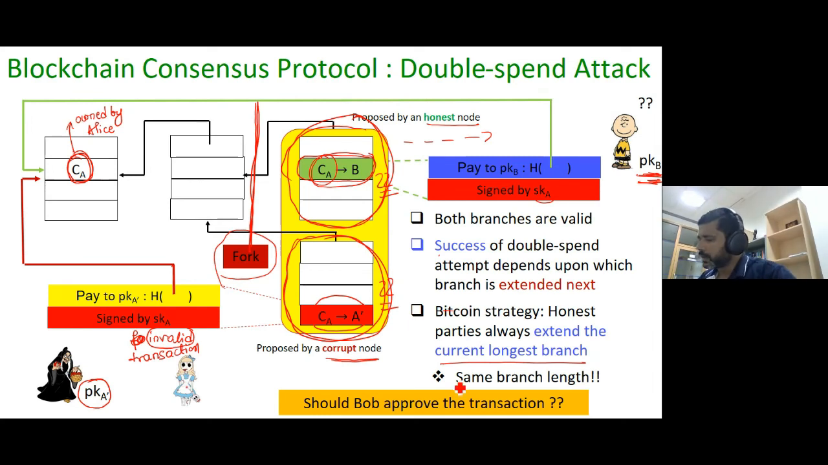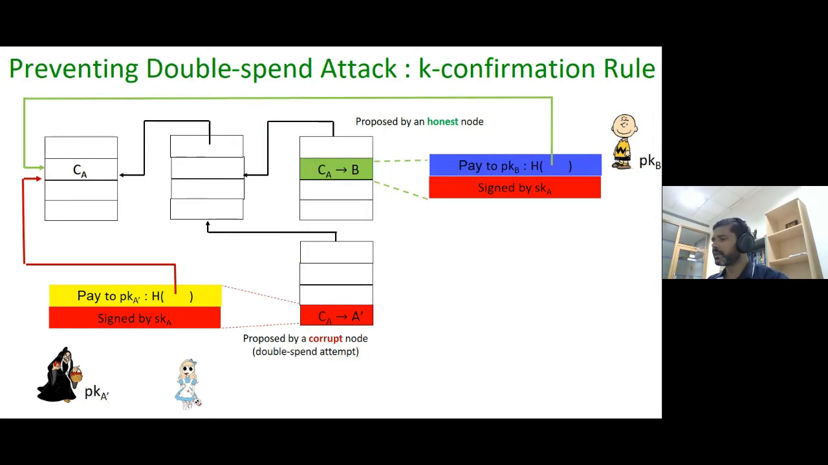And in this particular case, both the branches are of the same length. So now we are in a dilemma whether the honest parties should extend this branch or whether they should go and extend this branch, right? Because both the branches are of the same length. So that's why, to prevent a double spending attack, Bitcoin resorts to what we call the K confirmation rule.